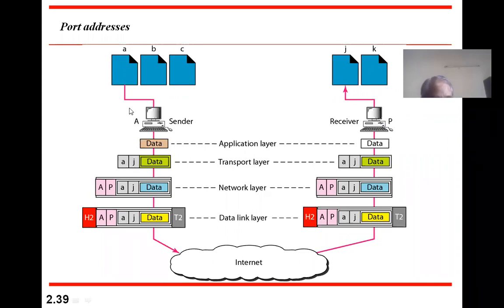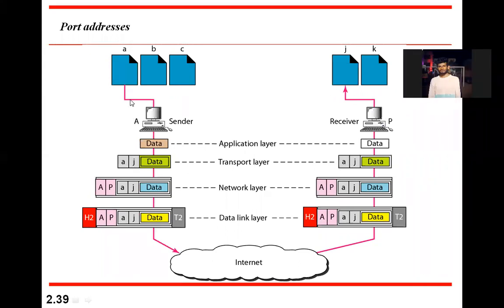Now, so we are talking about the addressing mechanism at transport layer. Here, A is the node address, whereas A, B, C are process addresses, port numbers. We call it a port or process number, right? J and K are ports here. Similarly, P is the system address.